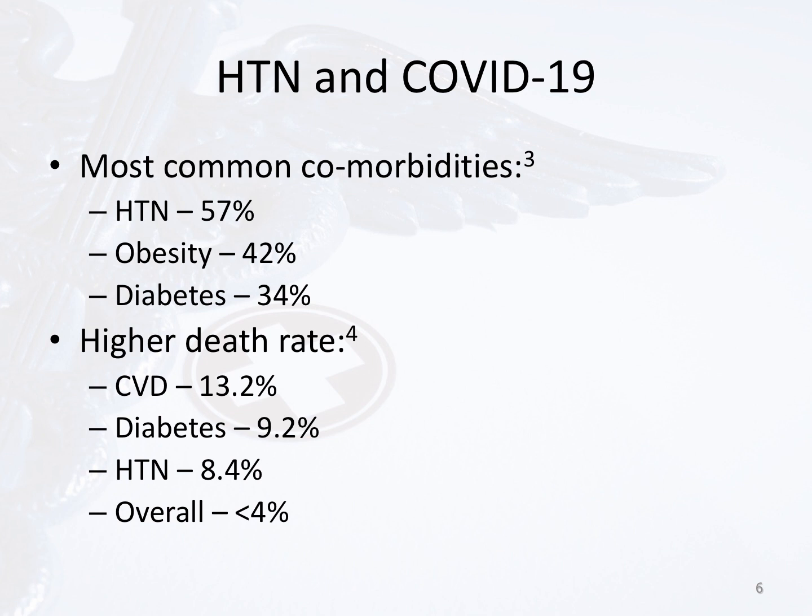For example, a recent study of hospitalized patients in New York City, published April 22nd in the Journal of the American Medical Association, found that hypertension was the most common comorbidity of patients admitted with COVID-19. More than obesity, more than diabetes. So almost over half of the patients had hypertension.